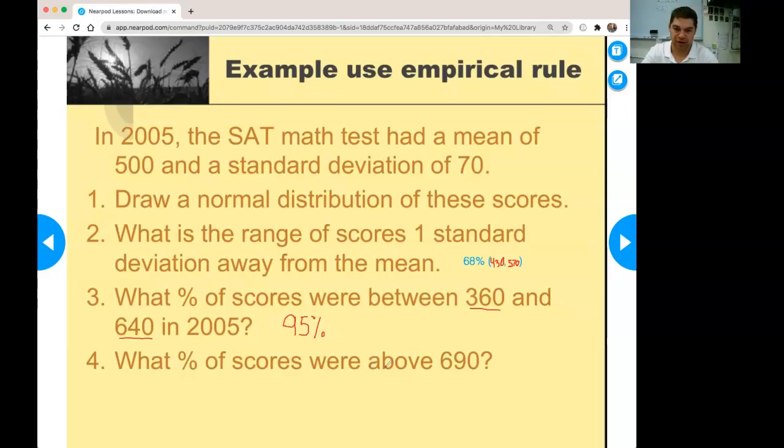And then this one, what percent of scores are above 690? So we got to calculate the z-score. I'll walk you through this one again. Well, 640 is a pretty high SAT score, 2 deviations. This is more than 2 deviations above average. Calculate the z-score. We would do the math. 190 divided by 70. I got 2.714, which is rounded 2.71.